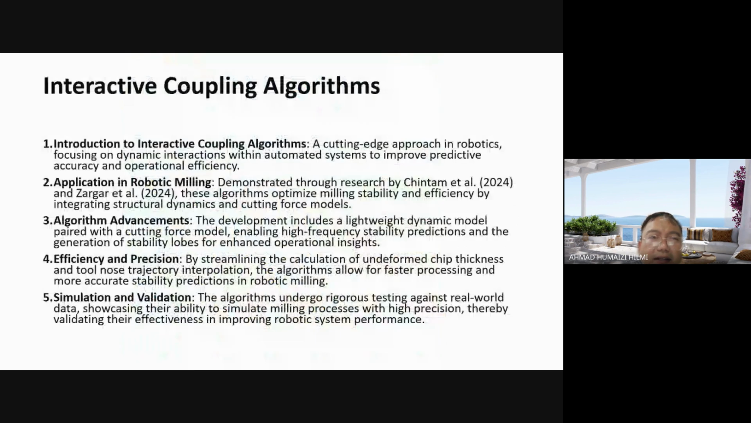And then comes the interactive coupling algorithm. It is a cutting-edge approach in robotics focused on dynamic interaction within automated systems to improve predictive accuracy and operational efficiency. It is demonstrated by Chinterm et al. in 2024 and Zaga in 2024.